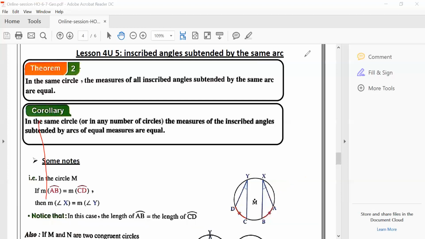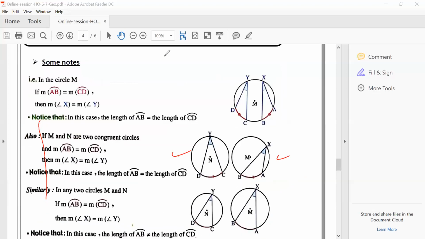Now, if I have another note that I have congruent circles, the same. If I have congruent circles, also if I have AB arc equal CD arc, then the opposite inscribed angles are equal in measure. طالما there is a given says that the two circles are congruent and the arcs are of equal measure, then the opposite inscribed angles are equal also. And in this case, the length of the arc equal the length of the arc, because the measure of the arcs are equal and the two circles are congruent, so the radii of both of them are also equal.